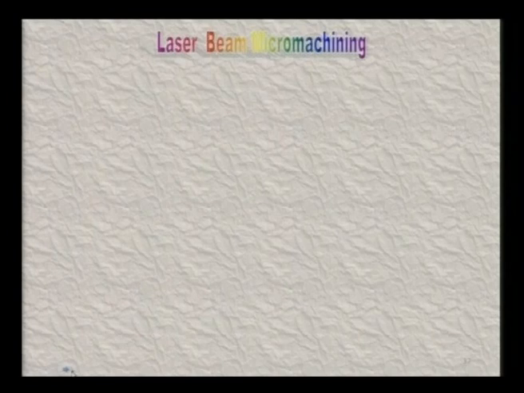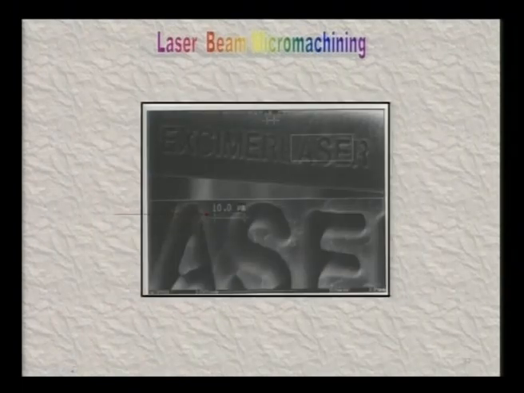I will give you a very interesting example of this. Now, you see here, what is this? Here is human hair, which you can see at the upper part of the figure, and you can clearly see there is written EXCIMER LASER, and this has been written on the human hair with the help of the excimer laser.